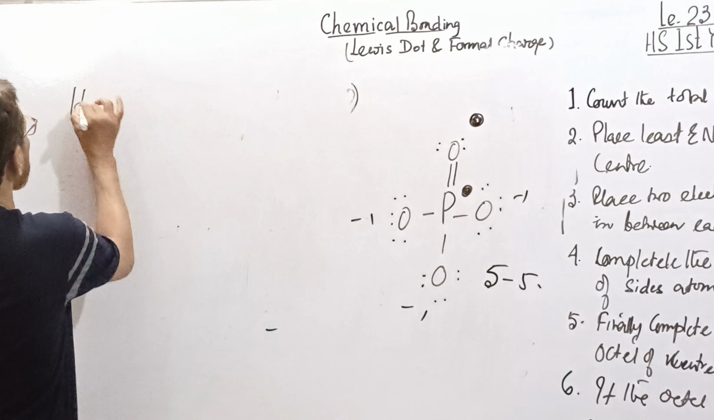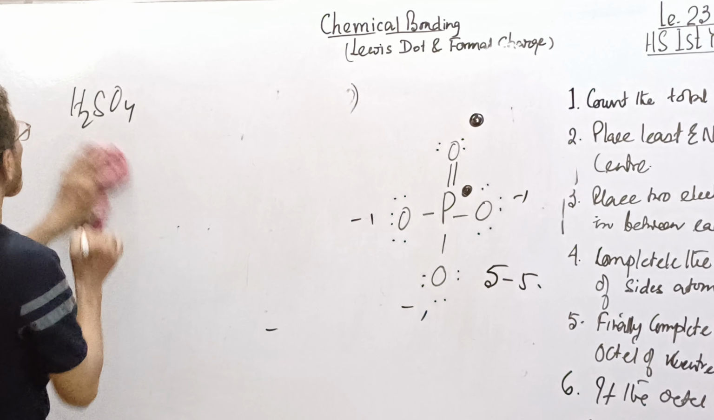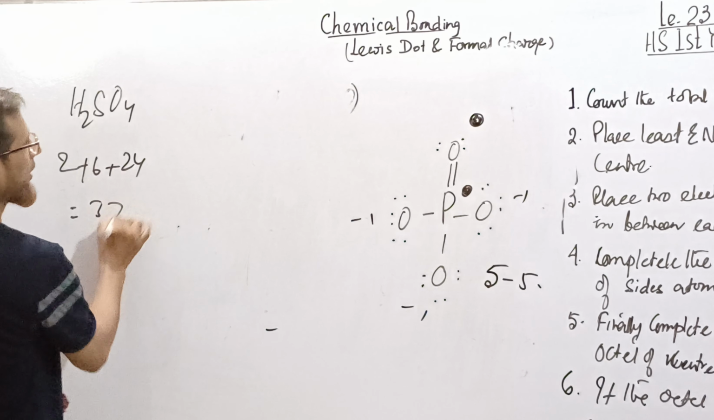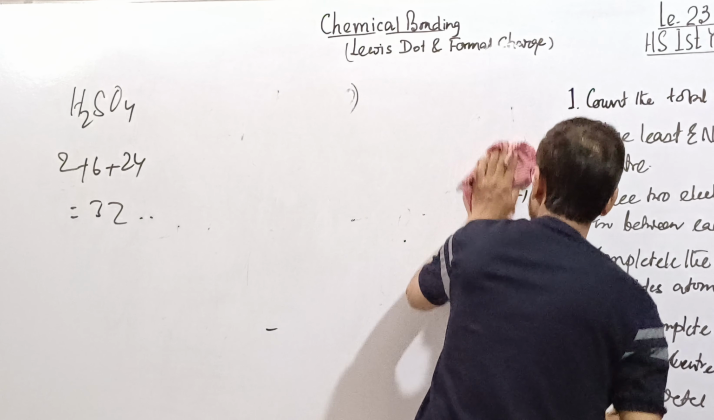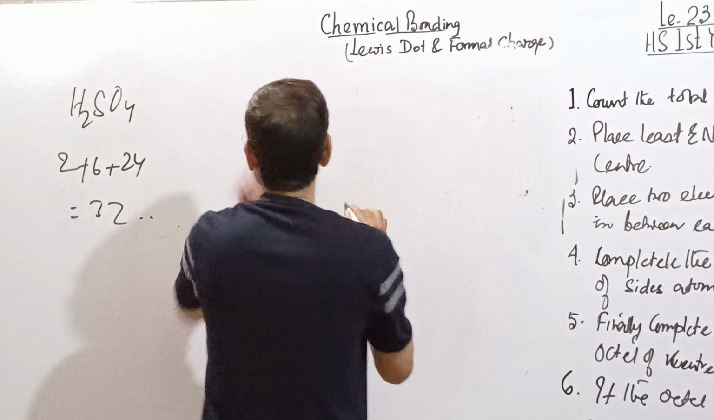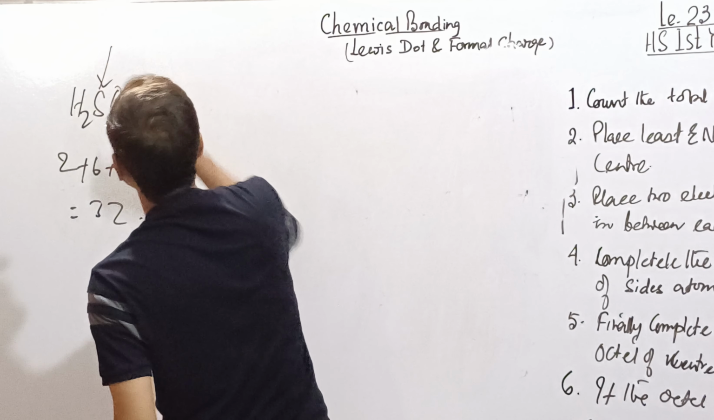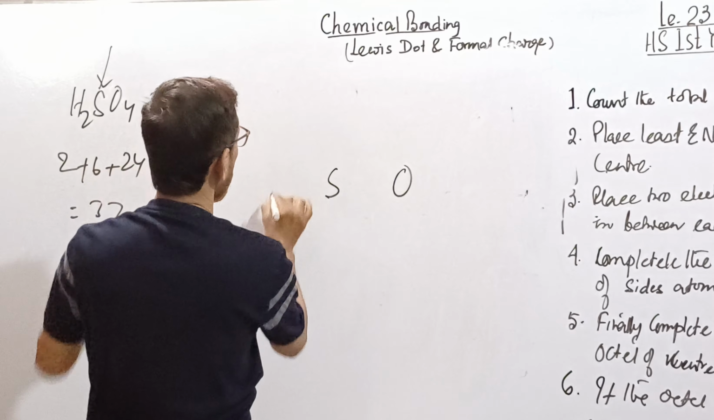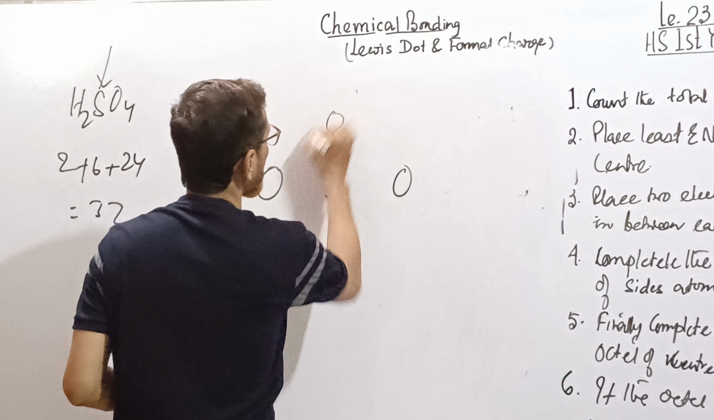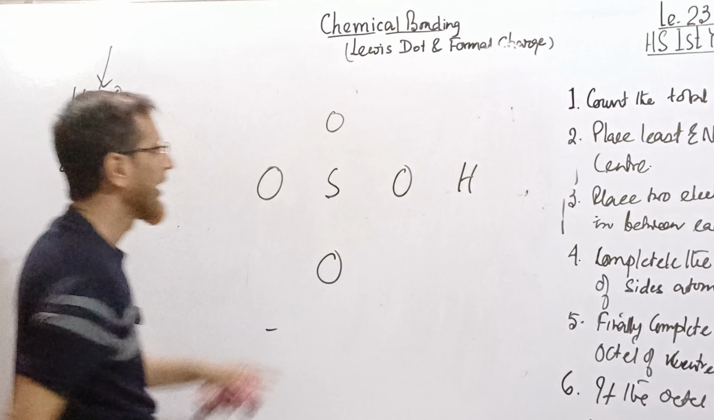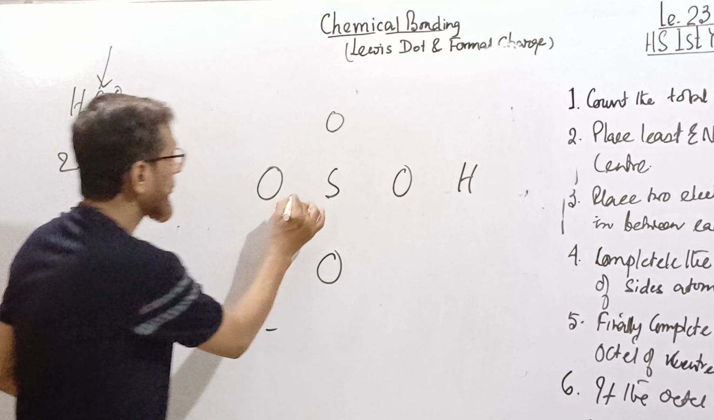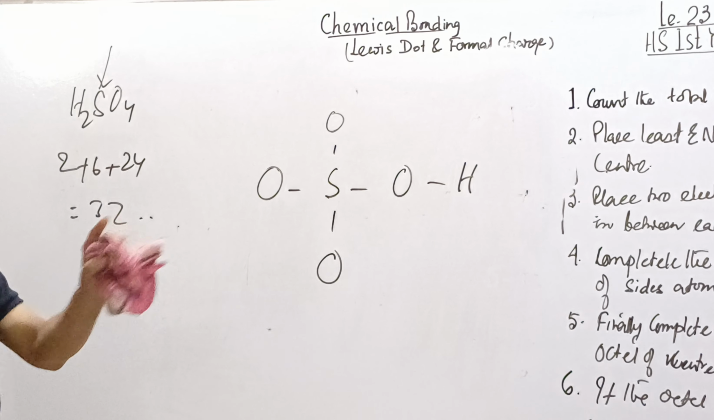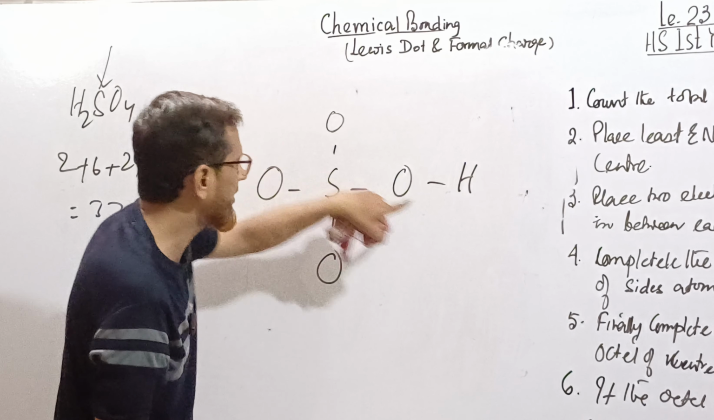Again, let us see H2SO4. Hydrogen is 2, oxygen is 6 times 4, 24, again it is 32. Total valence electron is 32. So the least electronegative is sulfur. Here there are 4 oxygens, and there is hydrogen. By the rule we have told, we give one lone pair and a bond pair to each one. So how many electrons? 1 2 3 4 5 6 7 8 9 10.